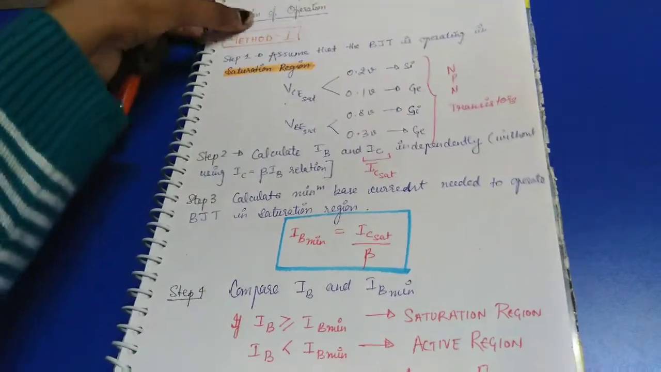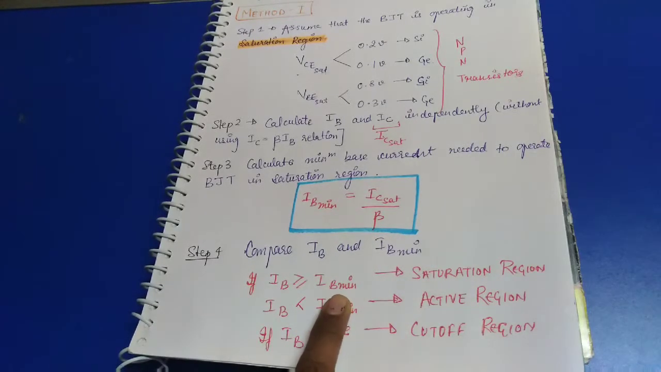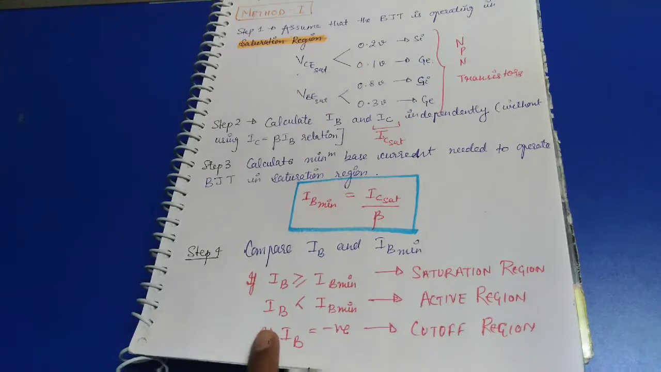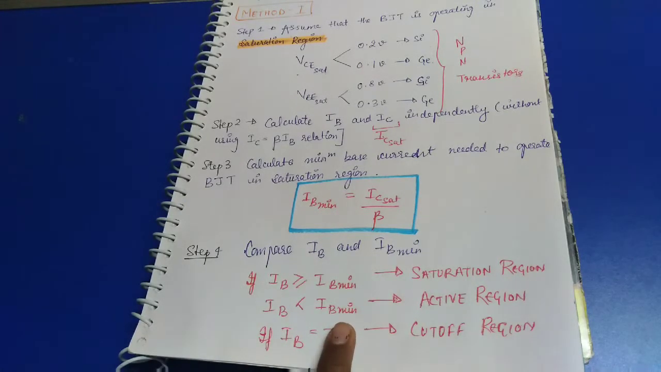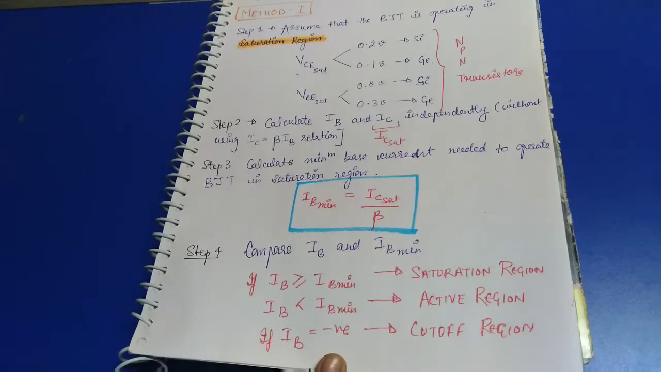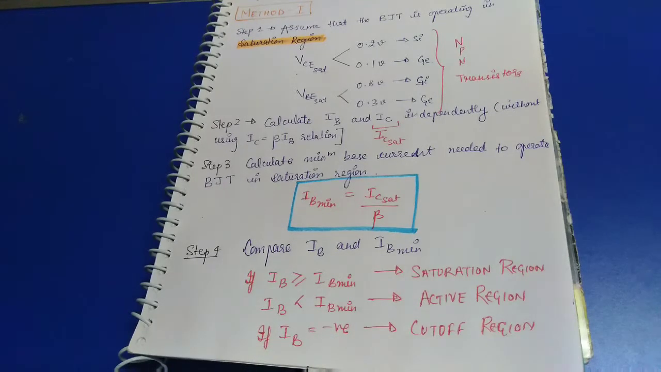If IB is greater than or equal to IB minimum, then our BJT works in the saturation region. If IB is less than IB minimum, the BJT works in the active region, and if IB is found to be negative, then the BJT operates in the cutoff region. Okay, that's how simple it is. Now let's discuss one numerical.